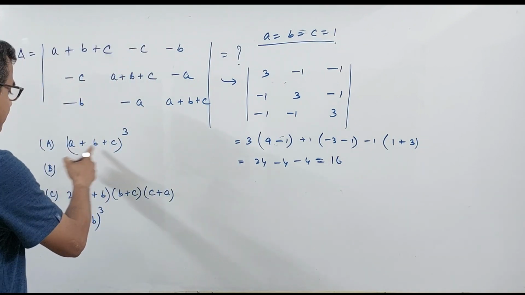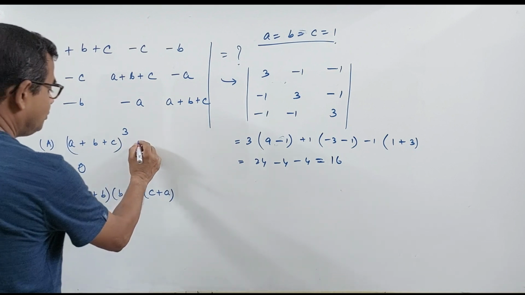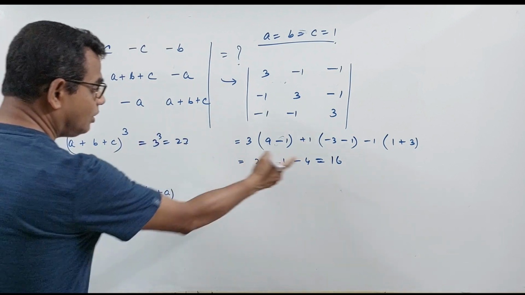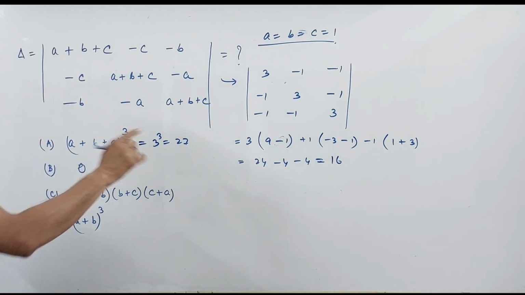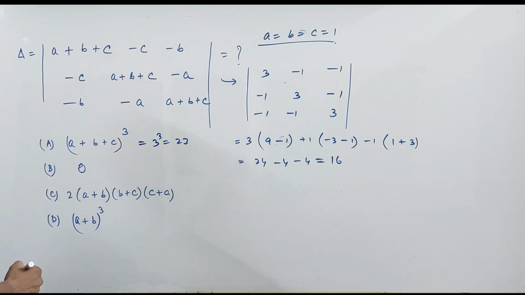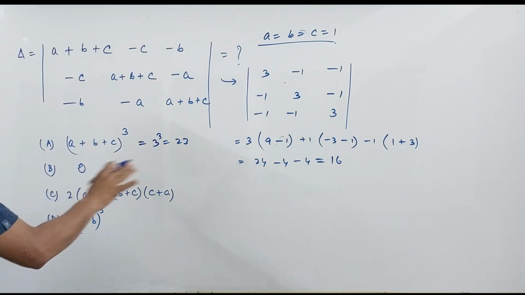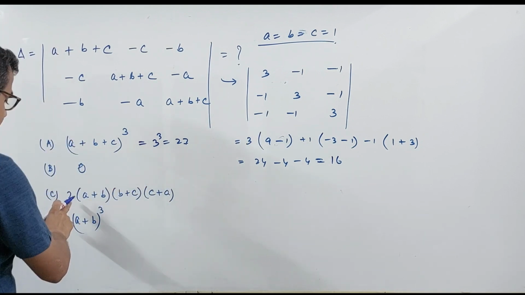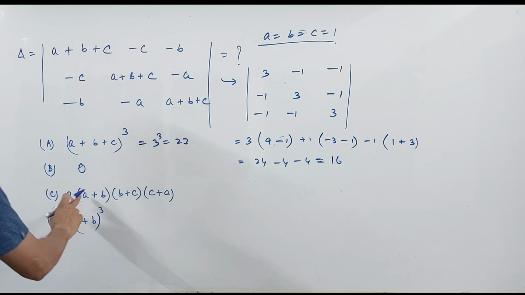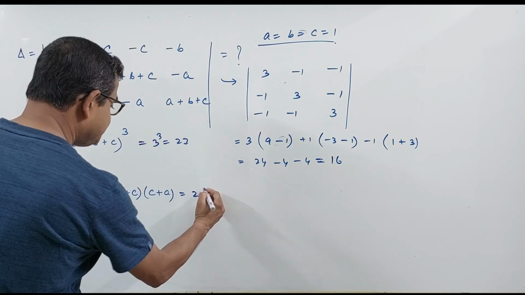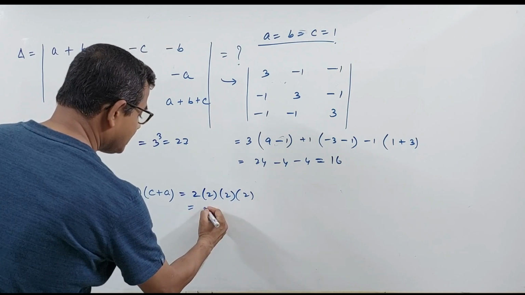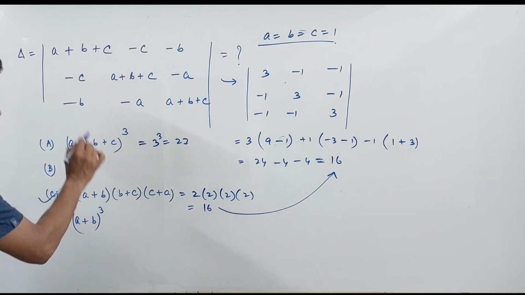Now putting a equal to b equal to c equal to 1, we get 3 cube, that is 27, which is not equal to 16, so it can't be the value of this determinant, and 0 is not the value of the determinant, so A and B are cancelled out. Now under C, 2 into a plus b plus c, that is 2 into 2 into 2 into 2, we get 16, so C is the right answer.